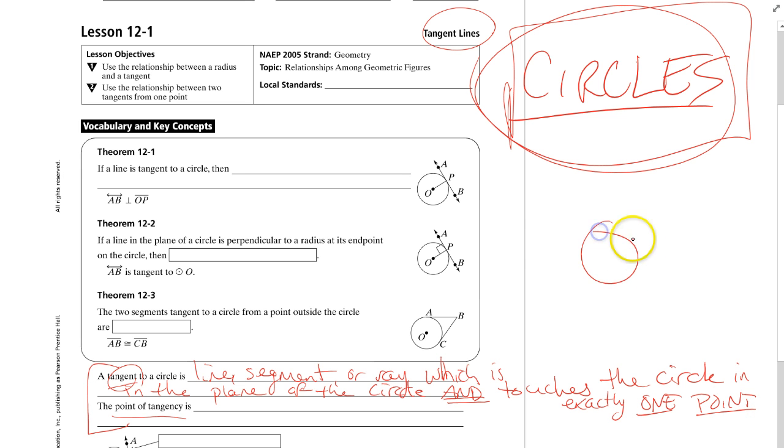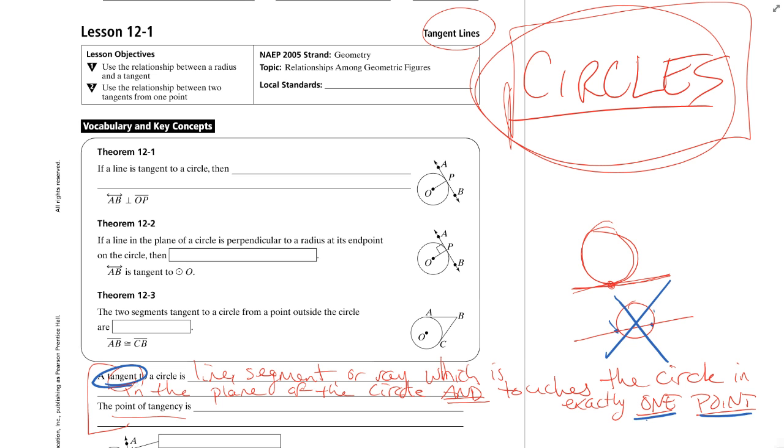So ready? Here, ooh, that's a bad circle, but we'll use the bottom part. Here's a tangent line, because there's only one point where I touch it. This, not a tangent line, because this line went through and touched the circle twice. So one point makes it a tangent line. And then, of course, the point of tangency is exactly what you'd expect.